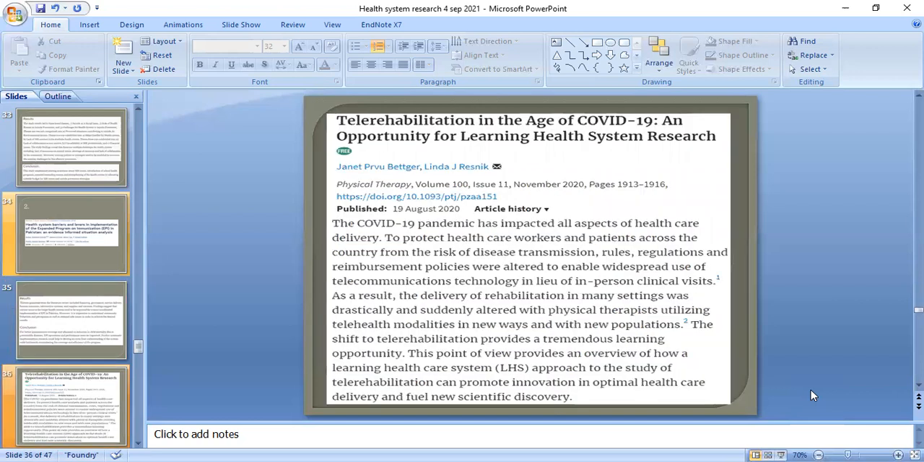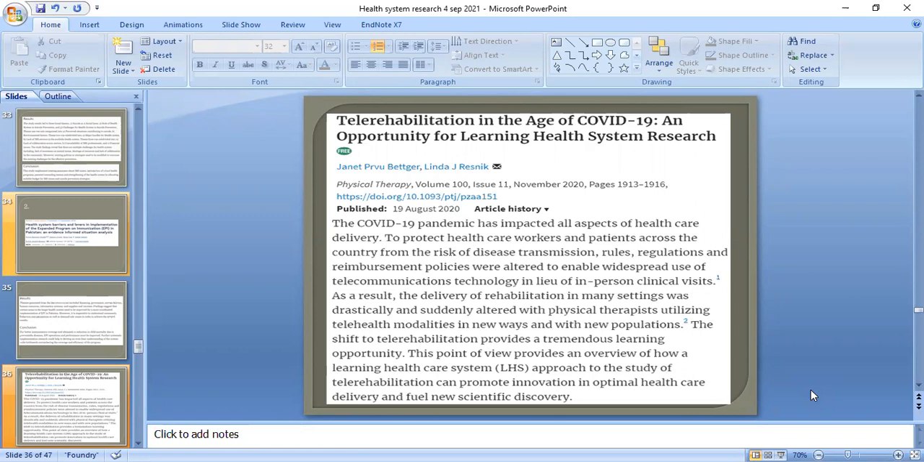Now, the third one is tele-rehabilitation in the age of COVID-19, an opportunity for learning health system research. The COVID-19 pandemic has impacted all aspects of healthcare delivery. To protect healthcare workers and patients across the country from the risk of disease transmission, rules, regulations, and reimbursement policies were altered to enable widespread use of telecommunications technology in lieu of in-person clinical visits.